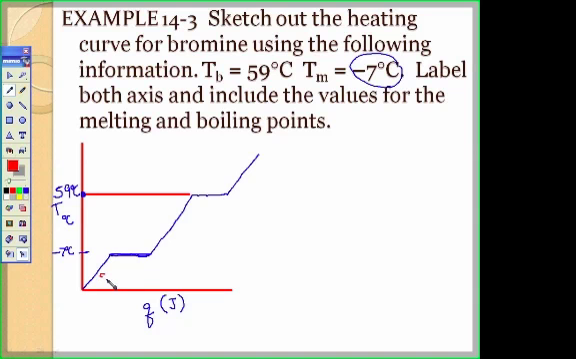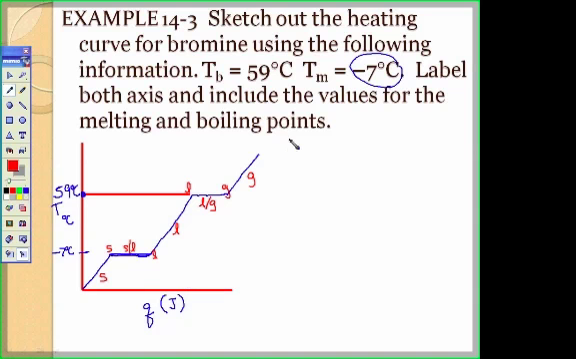So this would be our solid. This is the solid end of melting. This is the liquid end. In between we have solid and liquid. This is pure liquid. This is the liquid end of vaporizing. This is the gaseous end. In between we have both liquid and gas. And then finally this would be my gas.